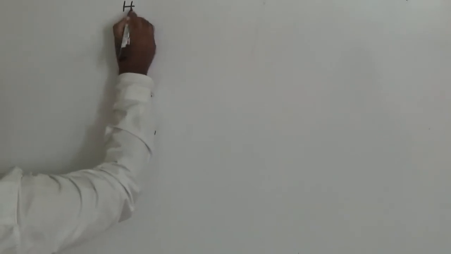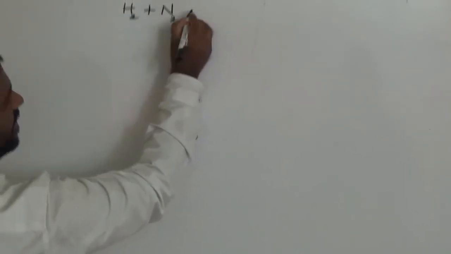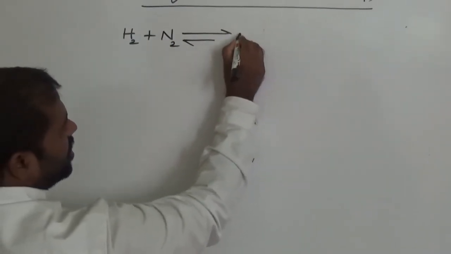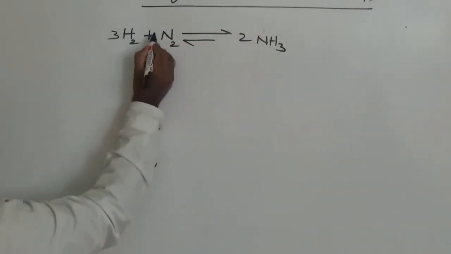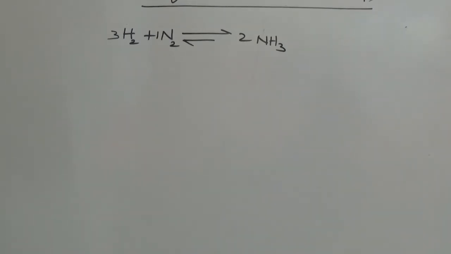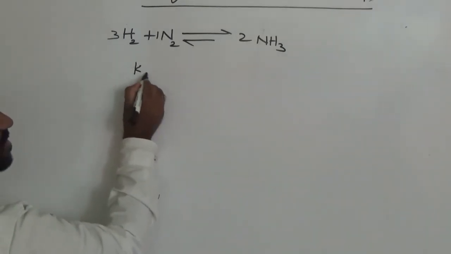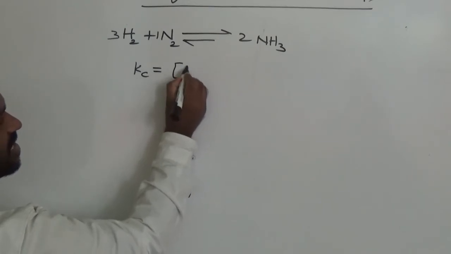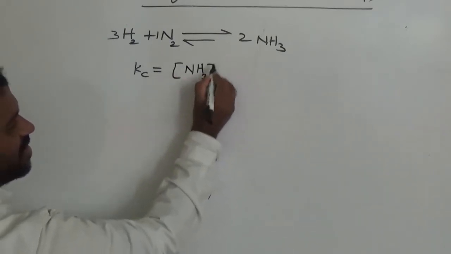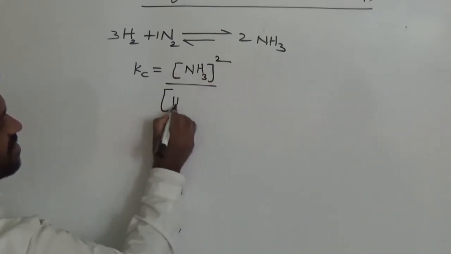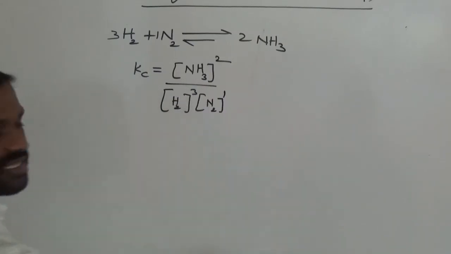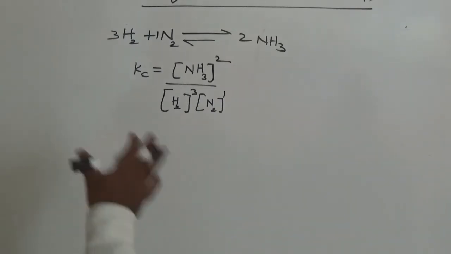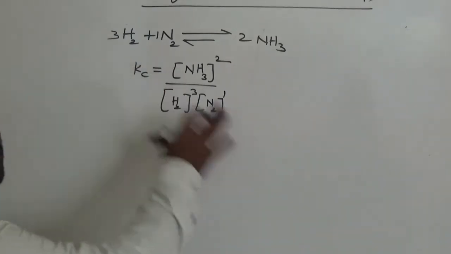So let us take an example. H2 plus N2 reversible, 2 NH3, with 3 of H2 and 1 of N2. For this one, what is Kc? Molar concentration of NH3 to the power 2, molar concentration of H2 to the power 3, molar concentration of N2 to the power 1. This is the simple expression for the equilibrium constant in terms of molar concentration.